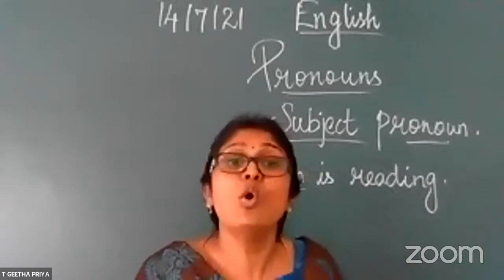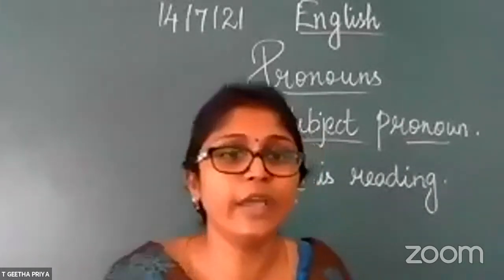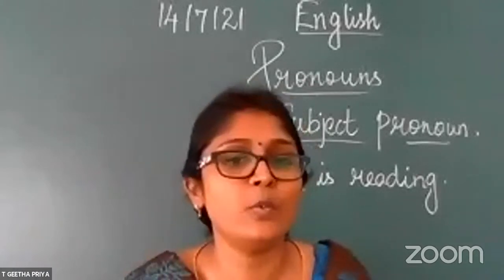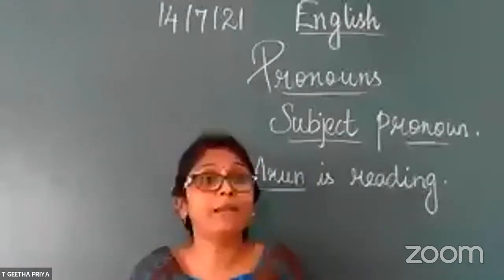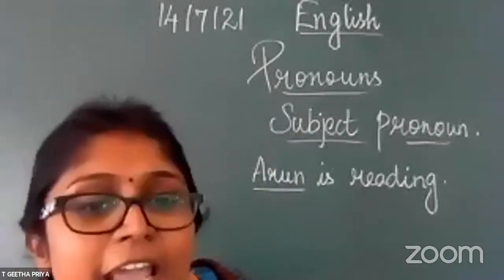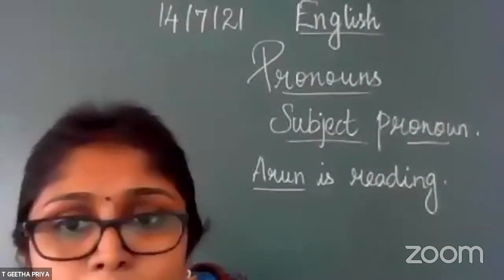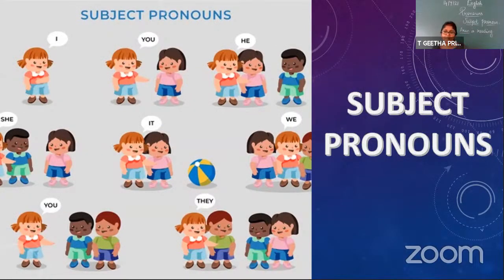So I'm going to tell you what the subject pronouns are, to be used in the place of a naming word. Okay, I'll just share that. Just see it. So these are the subject pronouns that are to be used in the place of naming words: I, you, he, she, it, we, you, and they.